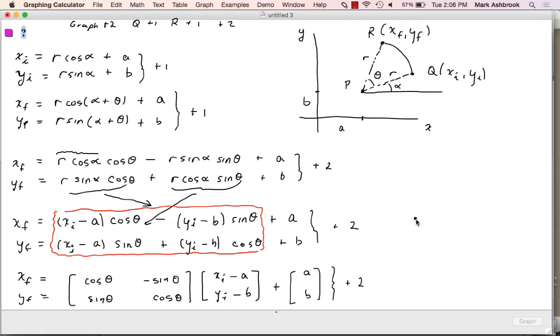And then the last step, if we wanted to do it, we could write this all as a matrix. So this is R, so R equals the rotation matrix times, what is this? This is Q minus P. Plus P.